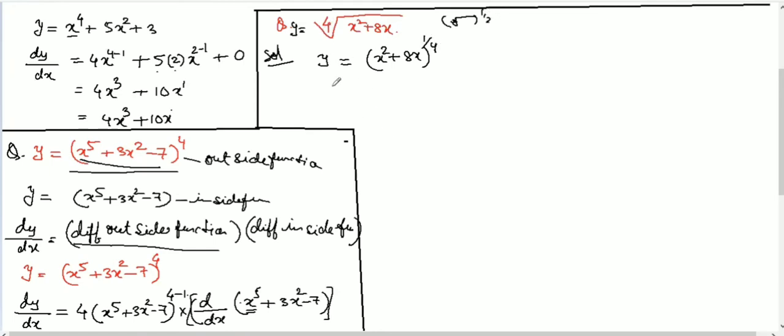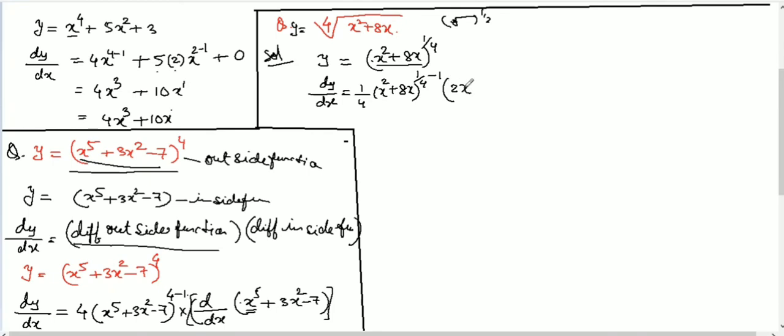Now differentiate this with respect to x using chain rule. So write down dy over dx equal to, apply the chain rule, 1 over 4 will come in front of the function. So 1 over 4 times x square plus 8x to the power 1 over 4, and you have to subtract 1 by using the differentiation rule. Now we differentiated the outside function. Now we have to differentiate the inside function, which is this one. So differentiate separately.